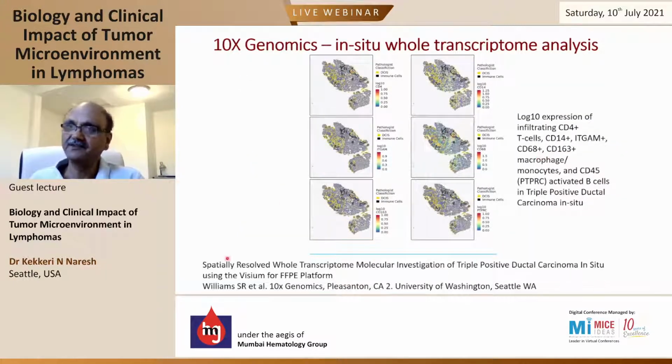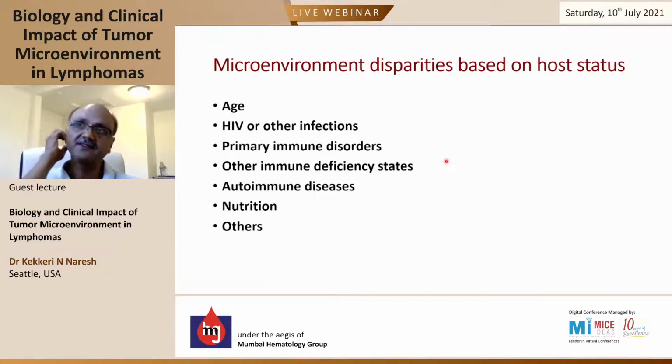This is one of the presentations from the 10x Genomics group, where they did a collaboration with our University of Washington. And here is a breast cancer case where they looked at immune cells. So you can ask questions very similar to what we have been asking in the architectural context. But not only are you going to get an idea about different immune components like CD4 or CD14 or CD68, you can get the entire gene expression of these cells in an architectural context. So I think these technologies are going to make a huge difference in the way we understand the microenvironment of cancers and lymphomas in particular.